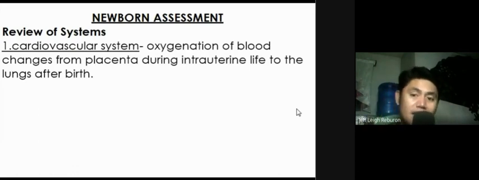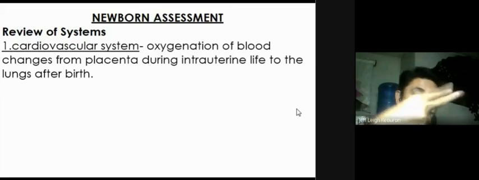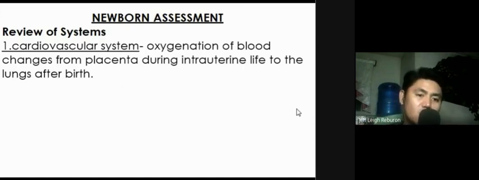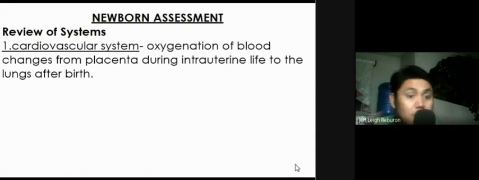So anong gagawin na niya? Since wala na siyang supply ng oxygen coming from the placenta because we will be cutting it already, the newborn will shift the center of oxygenation from the placenta in the intrauterine life to the lungs after birth. So isa yan sa mga malaking major na changes that happens when the child is delivered. Nag-iiba po yung center of oxygenation. From the placenta, gagamitin na ni newborn yung kanyang lungs after that.